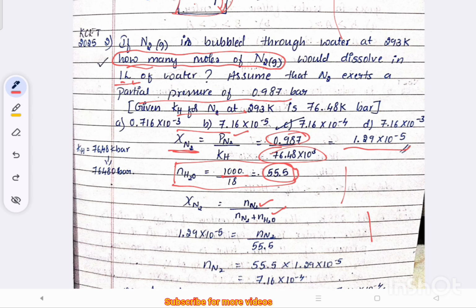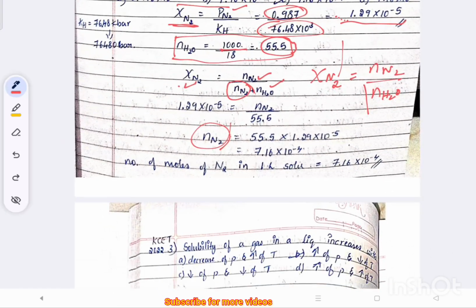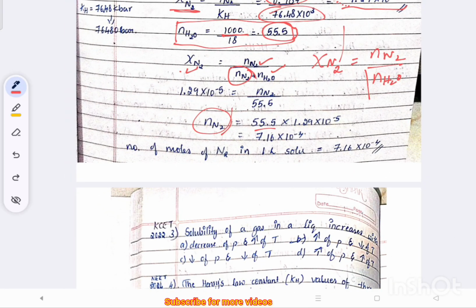In case of a diluted solution, mole fraction of N2 is equal to number of moles of N2 divided by number of moles of water. Here N2 is very small, so we'll neglect it. We'll get this value we already calculated, that value we add here. Then the N2 value I have to find out. Number of moles of water I got to know, that is 55.5. Easily we can find the number of moles of N2. Okay, number of moles of N2 is 7.16 into 10 to the power of -4.